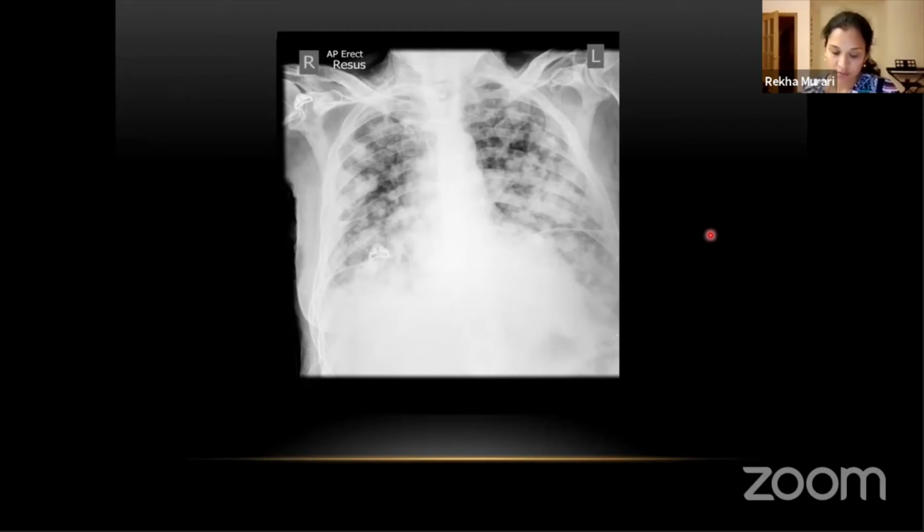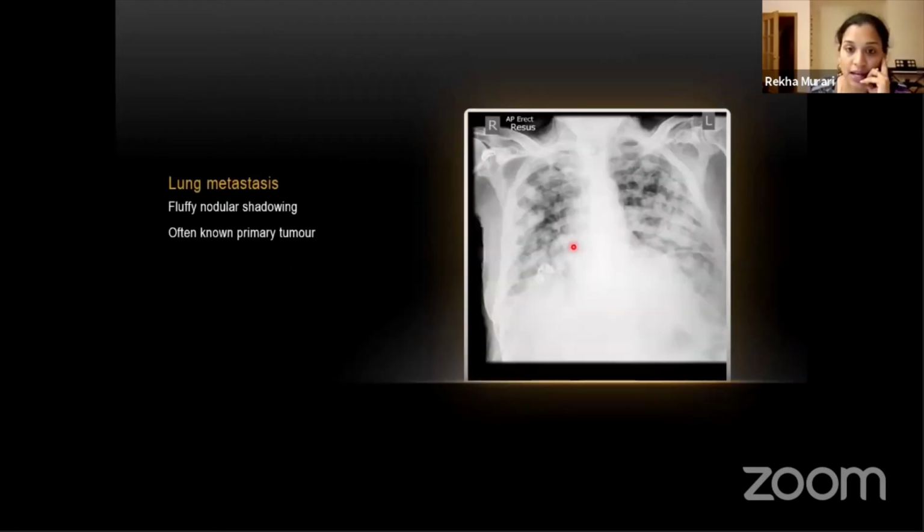So this one I just wanted to show. I think I'll give you a few seconds to go through it and see what you think. Yeah, somebody says cannonball lesion, perfect. Yeah, so this is lung metastasis.